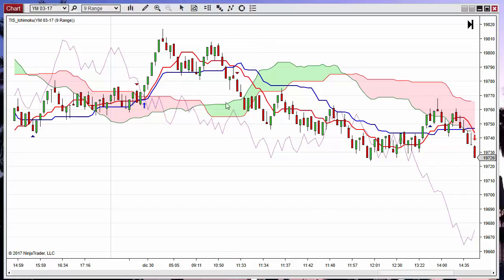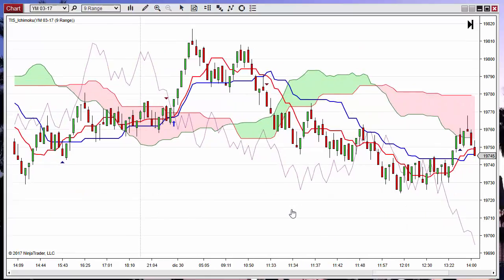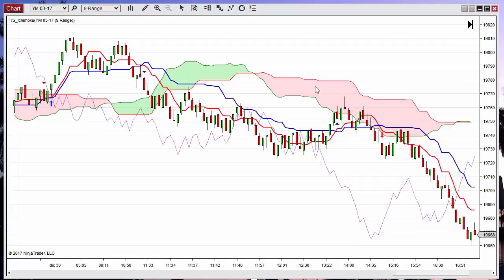In this example, this is a downside crossover but with the cloud against the trade. So this is a low rated trade setup. This one is an upside crossover with the cloud as support, so this is a high rated trade setup.